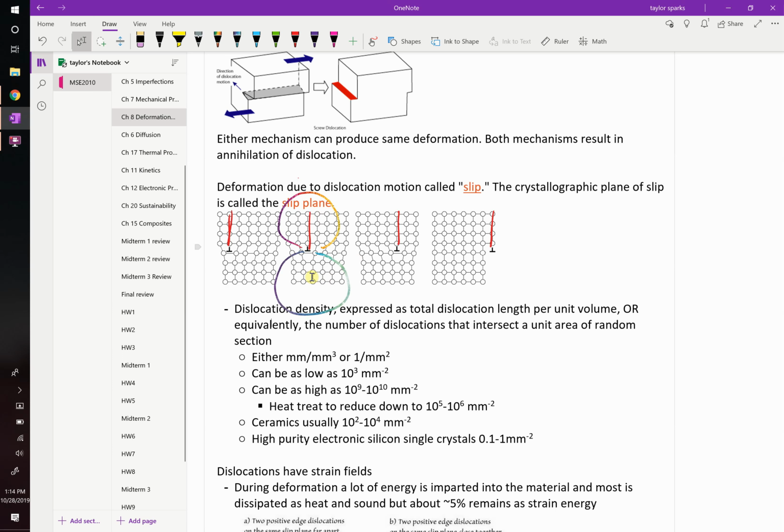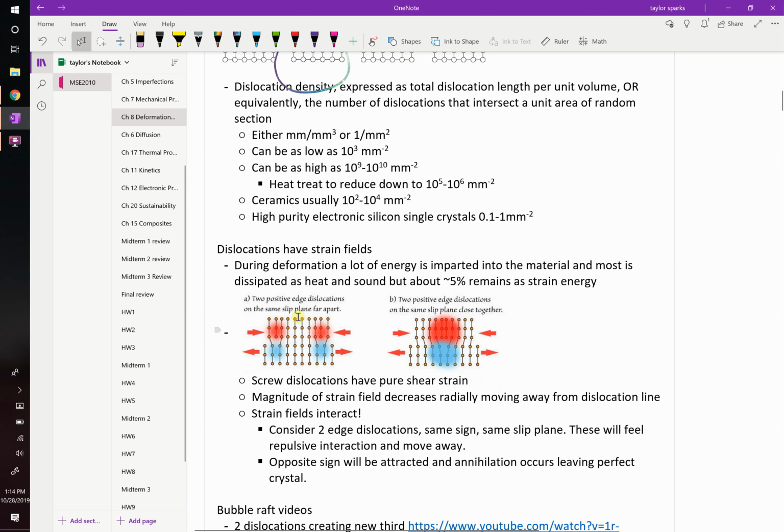Those strain fields are going to interact with one another, okay? We can see that right here. Let's say you have two dislocations of what we call the same sign. The same sign means that the extra half row of atoms is on the top side in both scenarios. Here they're showing it in red and blue, the compression and tension. If you were to bring those two things together, then you get massive compression and massive tension. It exacerbates the problem of strain fields, so they're not going to ever come together like that because it makes it worse.